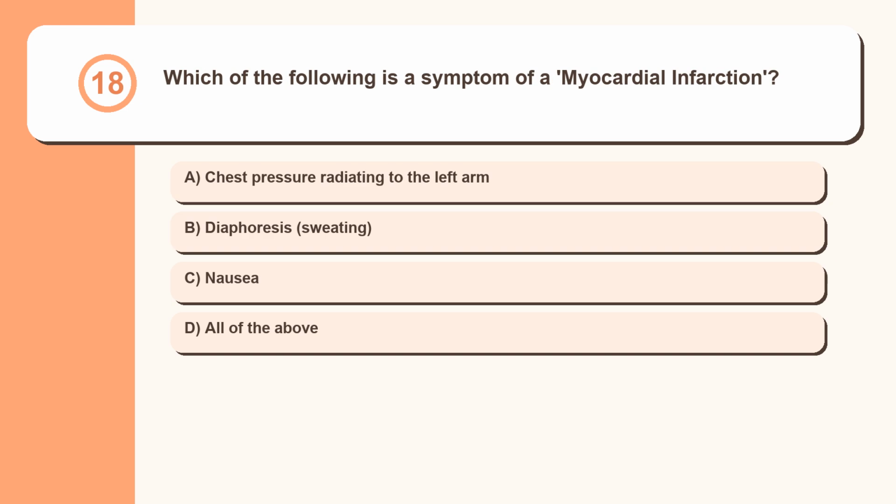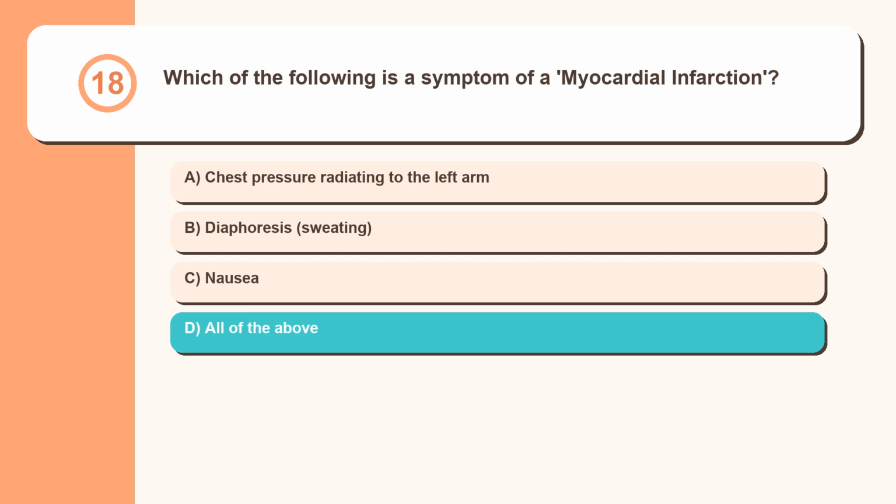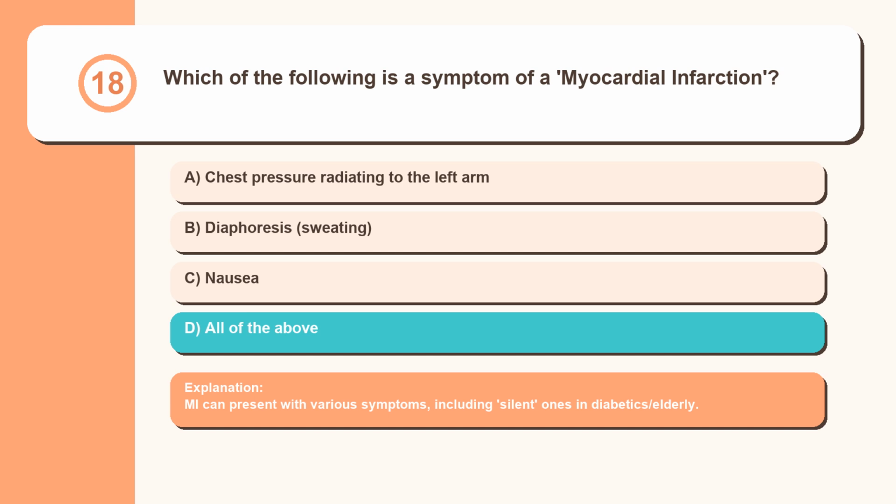Question 18. Which of the following is a symptom of a myocardial infarction? Chest pressure radiating to the left arm, diaphoresis (sweating), nausea, all of the above. MI can present with various symptoms, including silent ones in diabetics and the elderly.